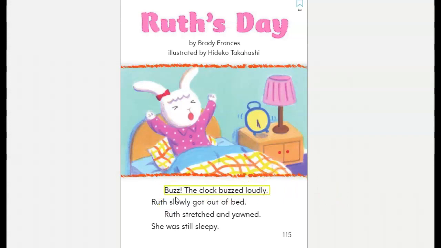Buzz! The clock buzzed loudly. Ruth slowly got out of bed. Ruth stretched and yawned. She was still sleepy.